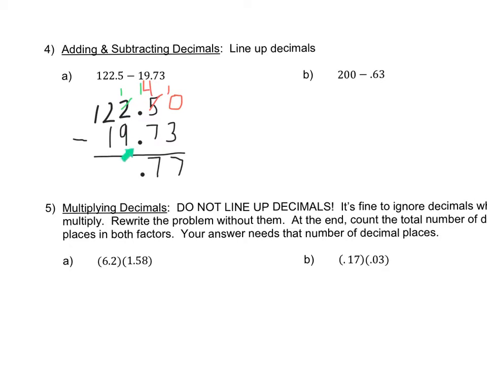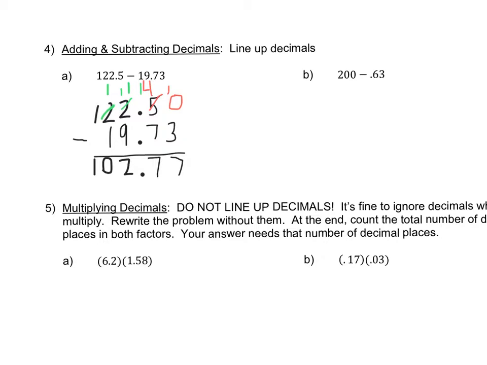So we bring the decimal point straight down. Now we have a 1 minus 9, so we need to borrow again from the 2. Here I borrowed from the 2. Now we have an 11 here. 11 minus 9 is 2. 1 minus 1, 0, and a 1.